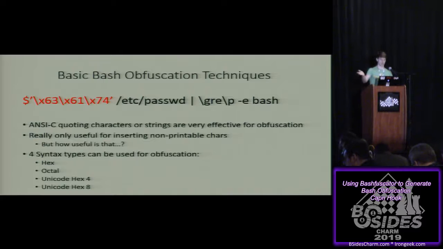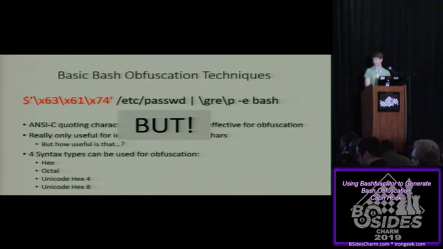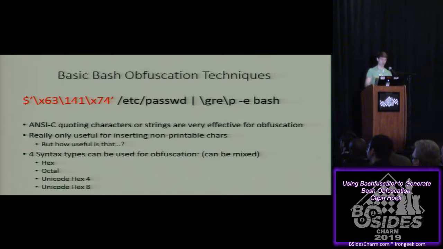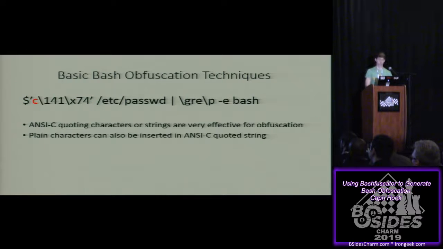So right there, I'm just using 63, 61, 74, which correspond to CAT in hex, they map to the ASCII values, but you can use octal, hex, whatever, right? You can mix and match syntax types for some really nasty stuff. So here we have octal 141, which corresponds to the ASCII representation of A. That also corresponds to C. You see what you can do here, right?